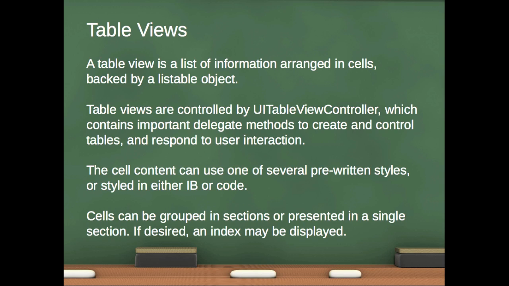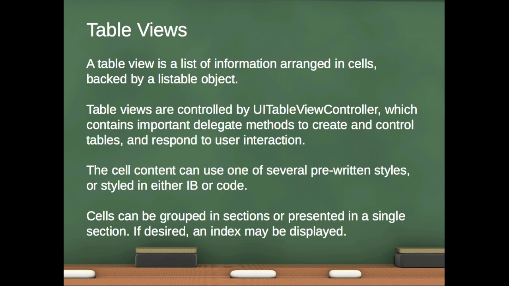A table view is a list of information that we arrange in what we call cells. Each cell is a UITableViewCell object. And a table view itself is backed by some sort of listable object, an array, usually an NSArray, or an NSDictionary, or some mutable variation.